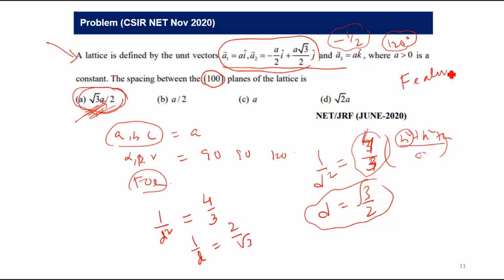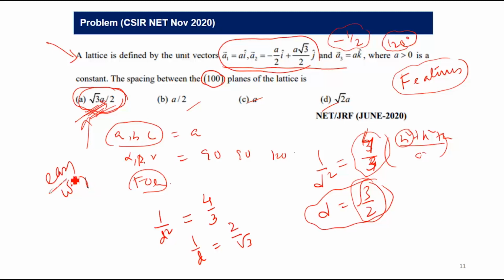Remember this word, features. Look for a particular very strong feature in the question and look for that feature in all the options. It is very, very likely that only one option will have that feature. In this case, it is root 3 by 2. This feature is only in one option because the examiner wants to check your smartness. That's why he will deliberately keep an easy way.